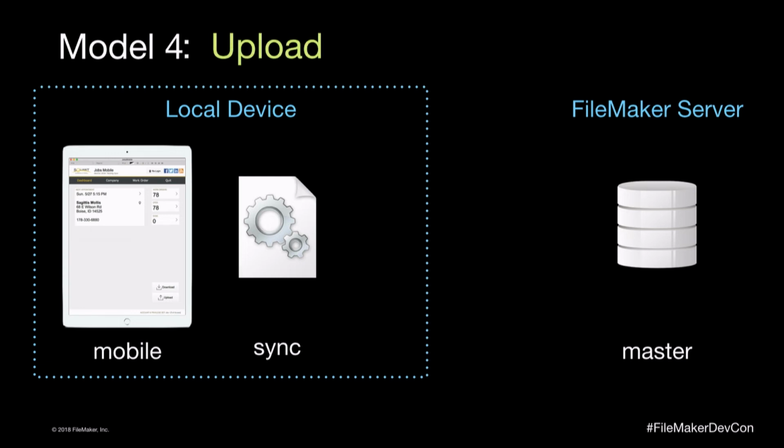So that's for download. Download, we send a little payload request that tells it what we want. We get back JSON, we unpack it as a transaction. Upload, we have to kind of do the reverse. We have to take the records we changed and make JSON, and then send it to the master. But here's the wonderful thing about the data API. It's basically transactional.